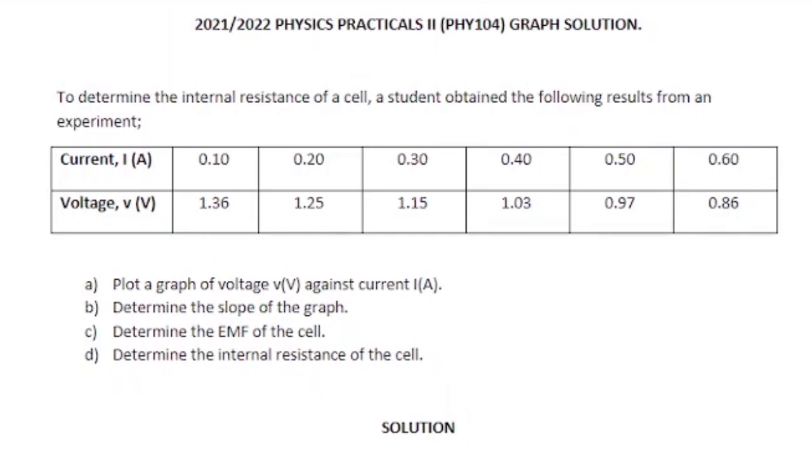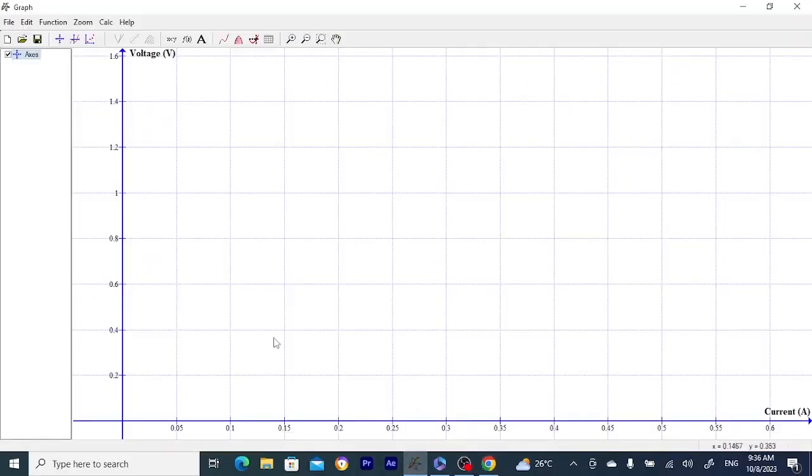So I'll go to my graph sheet. I've already done my graph, and you can see how I picked my scale. My voltage has 1.6 as the maximum, and we know that for voltage the highest value was 1.36, so that can contain it. Also, for the current, the maximum here is 0.6, which is almost the same as what we had from our table. So my task now will be to plot each of the points.